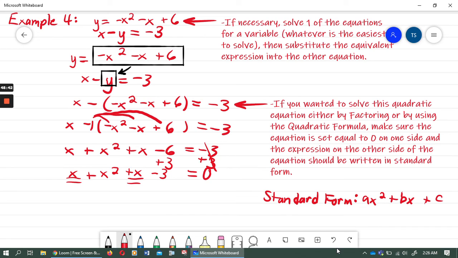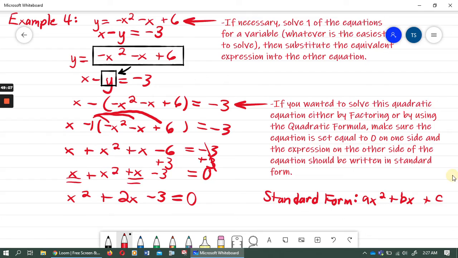Let's put the x's together. Those two x's are like terms. When we put those two together, that makes 2x. And then we've got the -3 here. Now all three of these terms are in the right order, and this is written in standard form. Now we can either solve by factoring, or we can use the quadratic formula.